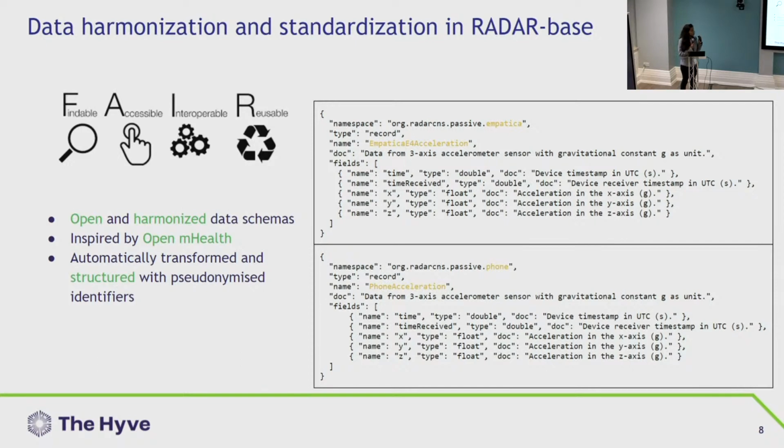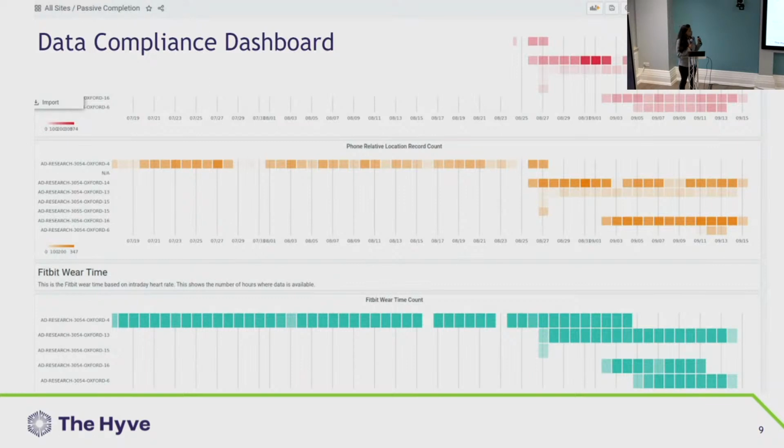The data is also structured and pseudonymized, and you can find the pseudonymized identifier in the study management portal of the RARE database. This is a screenshot of the data compliance dashboard I mentioned. Here you can see how continuous the data is, how compliant a participant is, and which of the data sources are more compliant than the others. At the bottom you are seeing the compliance of a Fitbit device, but also of a passive app of the RARE database.